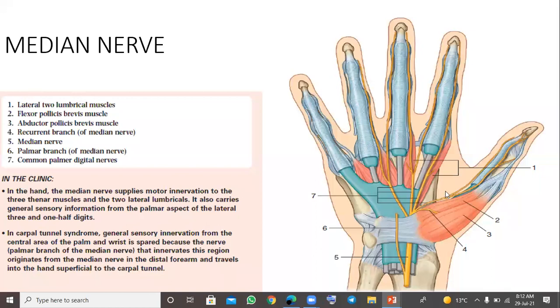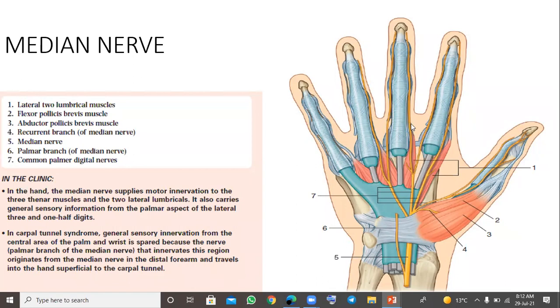So these branches are known as the common palmar digital nerves. There's one, there's two, three, and the other one going to the thumb. And from the common palmar digital nerves, they further divide to form these terminal nerves. These terminal nerves are known as the proper palmar digital nerves.